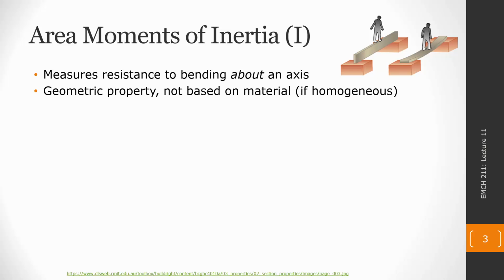This measurement is a geometric property, and it doesn't matter in this picture, is it made of wood or metal, is it made of a ceramic? The area moment of inertia is going to be the same calculation independent of material. That is, if it is a homogeneous cross-section made of only one material. In more advanced classes, you may look at cross-sections made up of more than one material, in which case the moment of inertia calculation will become a little bit more complicated.